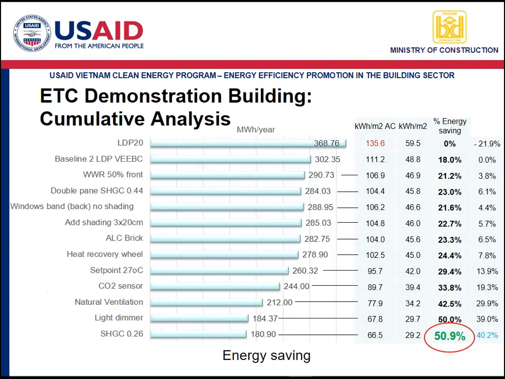Okay, and here's the impact on the energy use for each of those 12 measures. Here's the electric energy, kW per meter square here, and then here is final, which is about half of the original. So actually saving 51%.